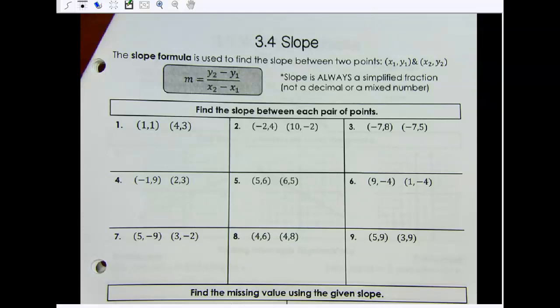So the slope formula is used to find the slope between 2 points when you don't have the graph. You're just given the points. And slope is always a simplified fraction, just like we talked about before. It's never a decimal. It's never a mixed number. So you're either going to have a fraction, an improper fraction, or a whole number. Okay, so no decimals, please.